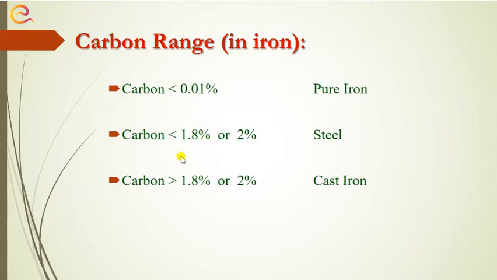Then next one, if the percentage of carbon is more than 0.01% and less than 1.8% or 2%, then it is called steel. This value 1.8% or 2% is taken from two different books, but generally we consider it as 1.8%. Means when the percentage of carbon ranges between 0.01% to 1.8%, then we can call that material steel. Then third one, if the percentage of carbon crosses the limit of 2% and further increases, then the material is called cast iron, which is our today's topic.